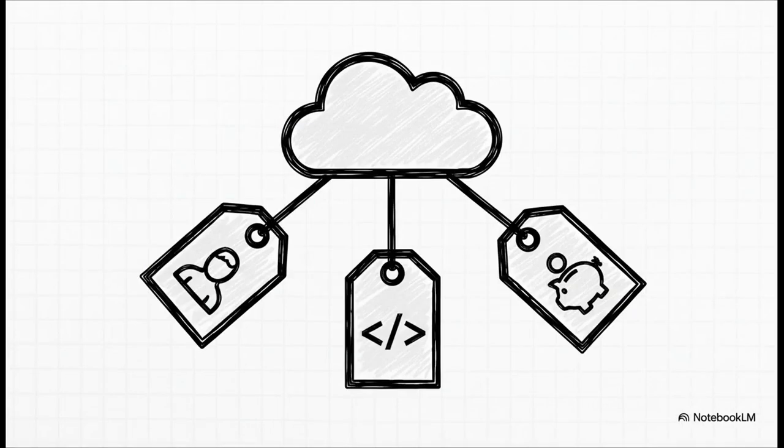One word, tagging. Seriously, this is the key. You have to establish a clear tagging dictionary and make it mandatory. Every single resource needs a tag for who owns it, what environment it's in, like production or dev, what application it belongs to, and which cost center is paying for it. It might sound simple, but this practice is literally the backbone of accountability.